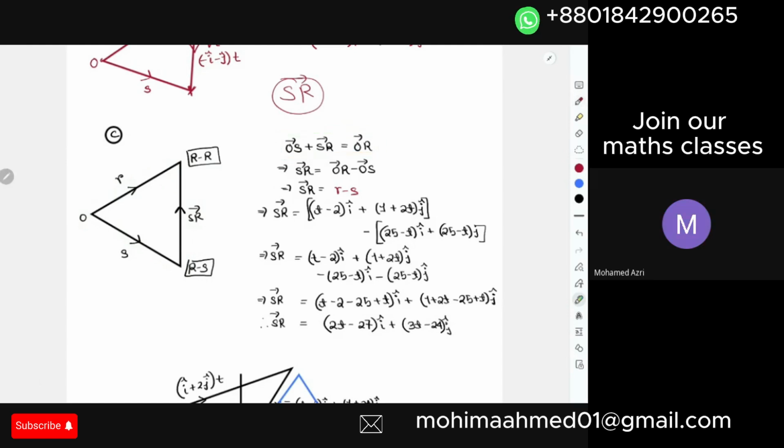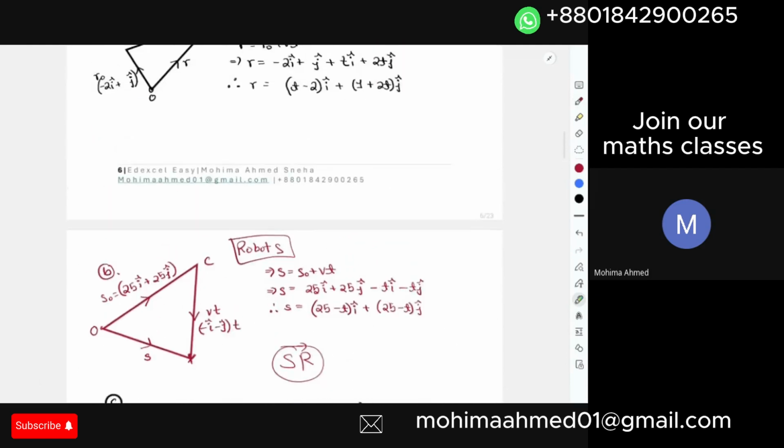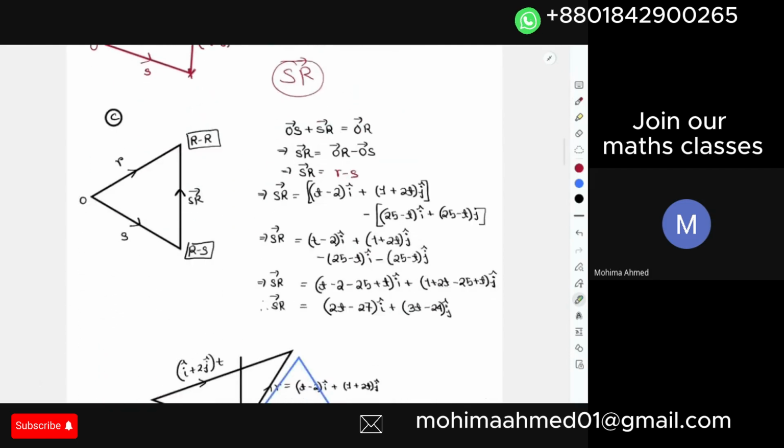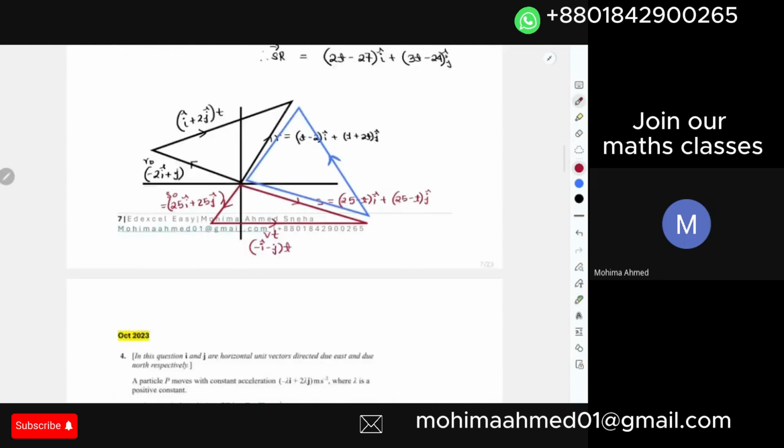Yes, teacher. Okay, then this is not it. We have to find out the values of something. They're saying to find the time when the distance between R and S is minimum. In this kind of case, whenever they say the distance between them is minimum, what you got first is the expression for your displacement.